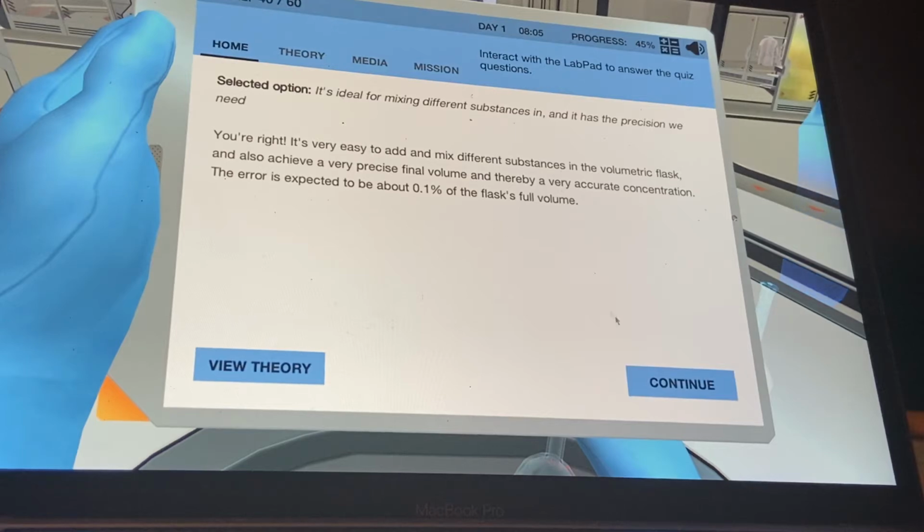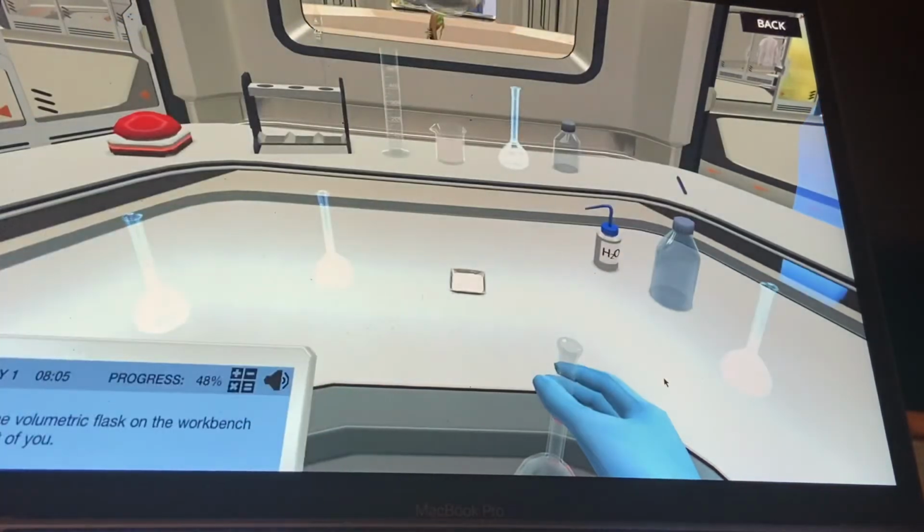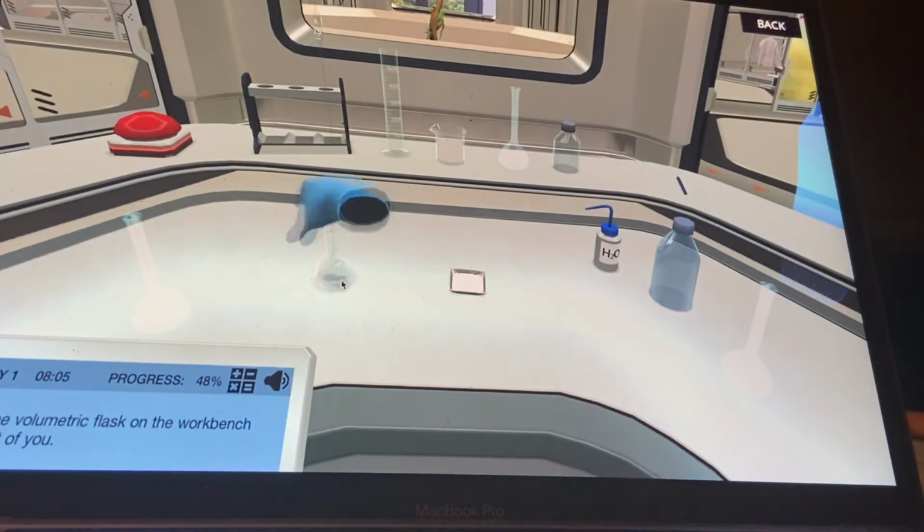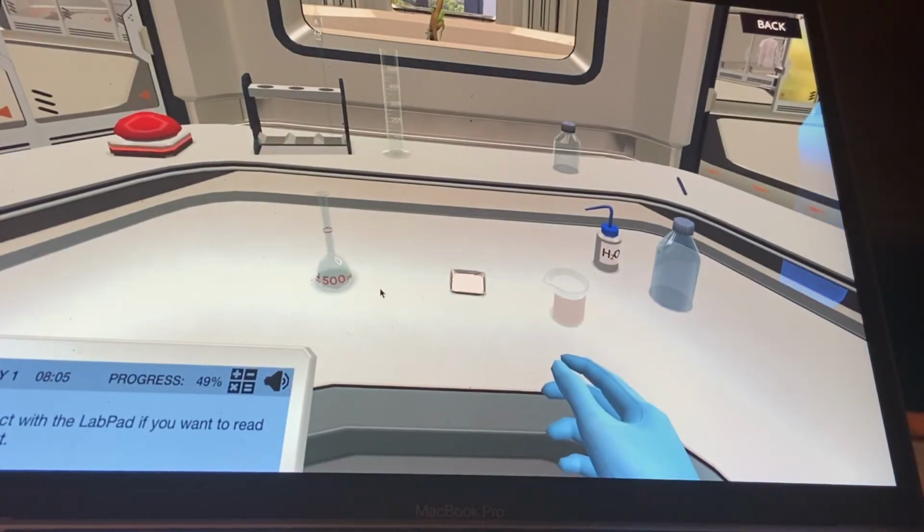You're right, it's very easy to add and mix different substances in the volumetric flask, and also achieve a very precise final volume and thereby a very accurate concentration. Put the volumetric flask on the workbench in front of you. It's now time to actually prepare the solution. I will walk you through it step by step.